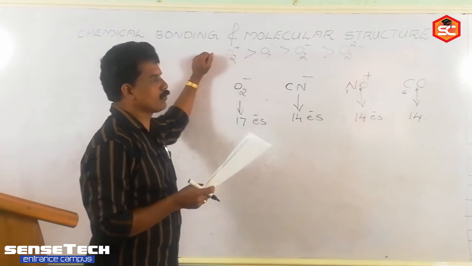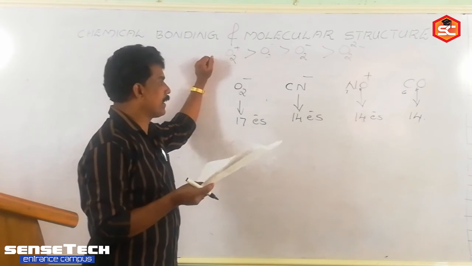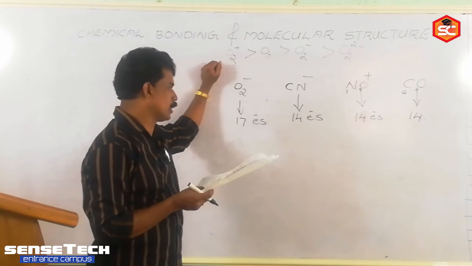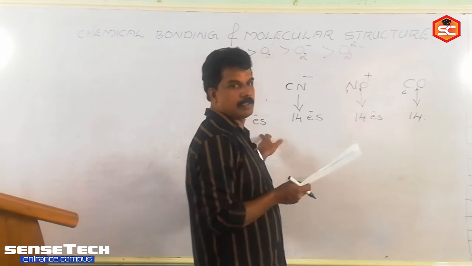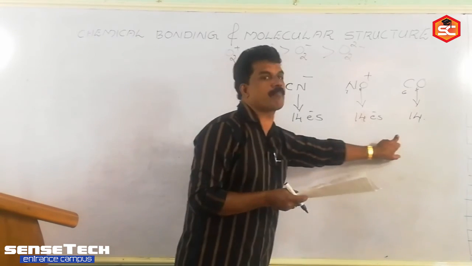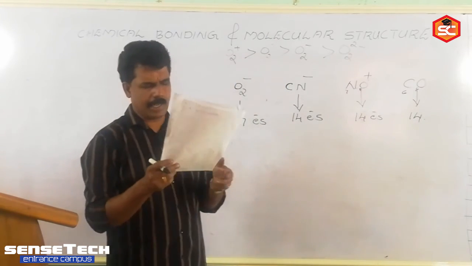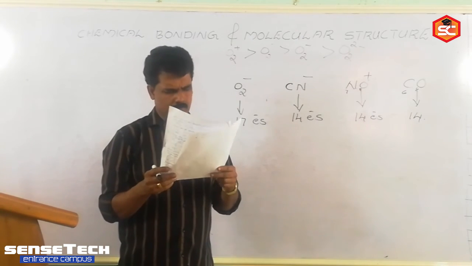Among the following, which one is paramagnetic? Paramagnetic means unpaired electrons. Unpaired electrons will be there in O2 minus only. With 14 electrons all are paired, so it is diamagnetic.